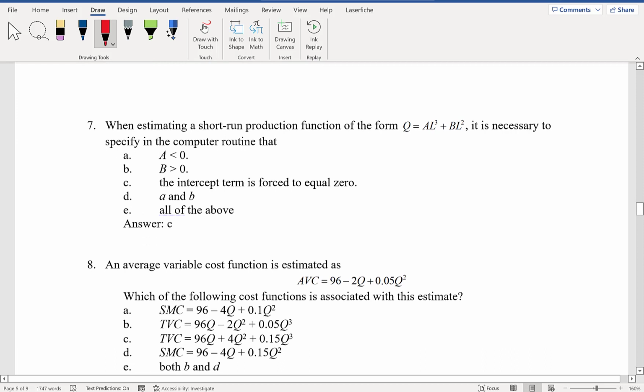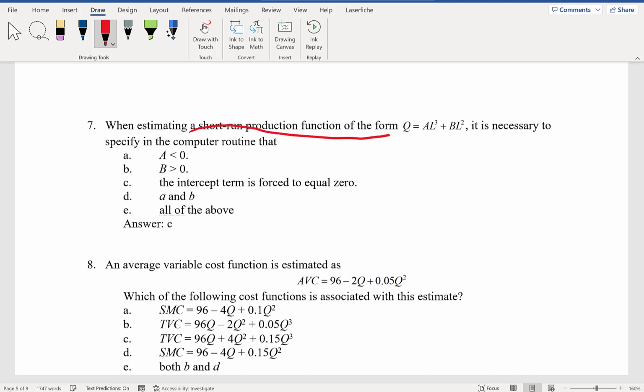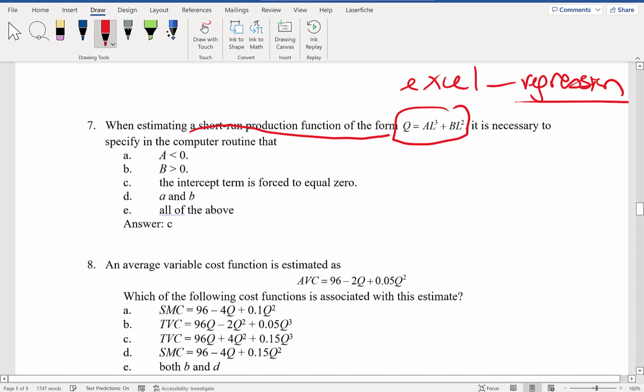Question 7: when estimating a short-run production function. Okay, so this is in Excel, we are running a regression. And if you watch my lecture slides, you'll learn. It's necessary to specify. So we are looking to see if A is negative and B is positive, but you cannot put that restriction in the program. Why? Because some production functions will not have that shape. That's okay.